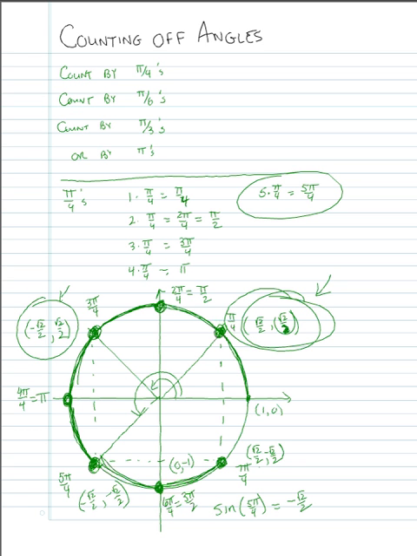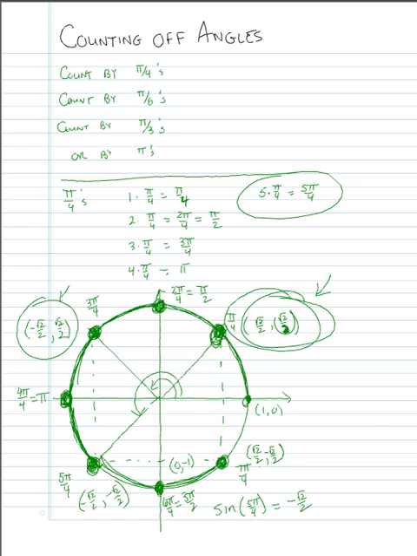So now if we wanted to know about 9 pi over 4, what would we do? We'd start 1 pi over 4, 2 pi over 4, 3 pi over 4, 4 pi over 4, 5, 6, 7 pi over 4, 8 pi over 4, 9 pi over 4, we're right back here, aren't we?